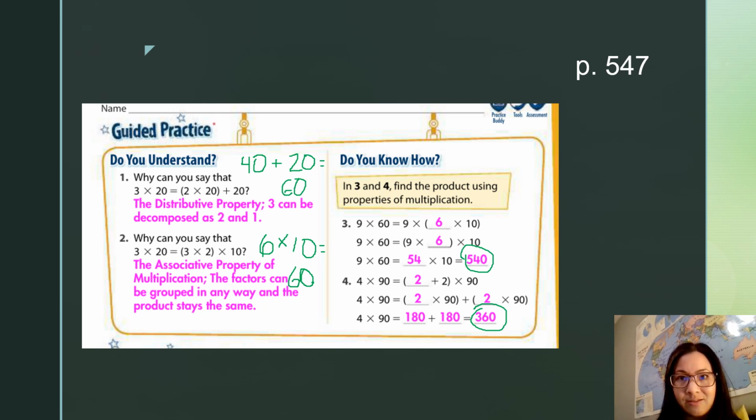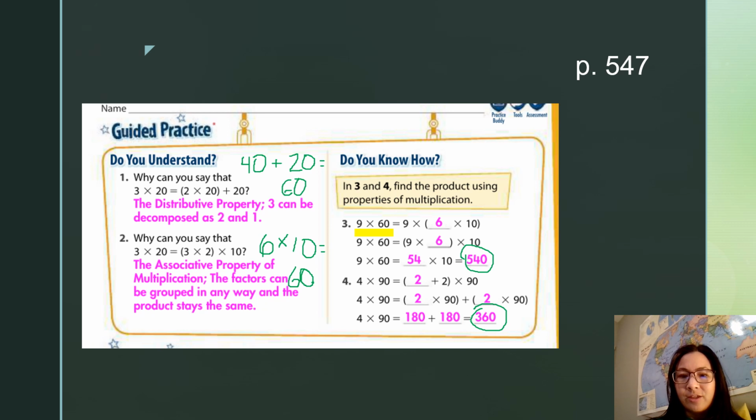So they put all the steps out for us in the parentheses. We just have to fill in the blanks. So I'm showing you the answers here. For 3, the original problem to solve is 9 times 60. So I hope that you can see that here, this part. 9 times 60. That is what we're figuring out. So remember, you can use different properties.